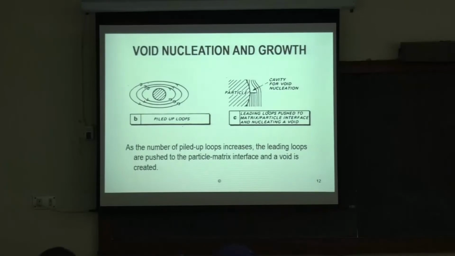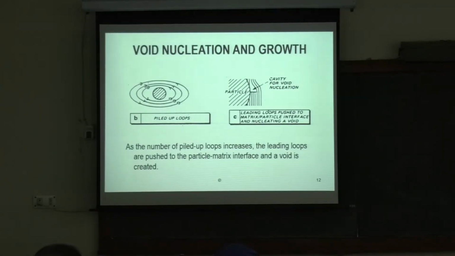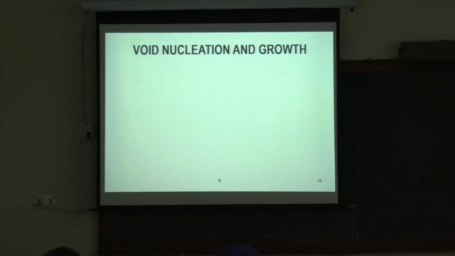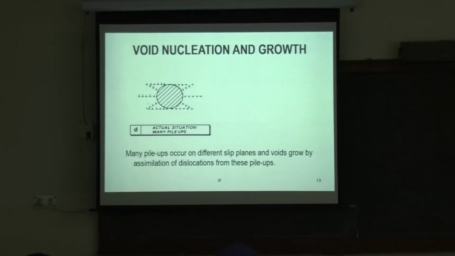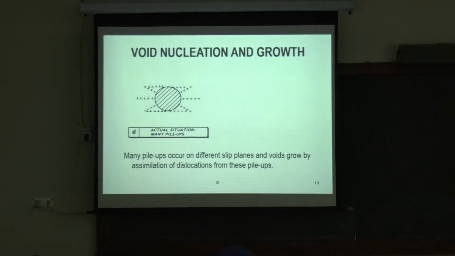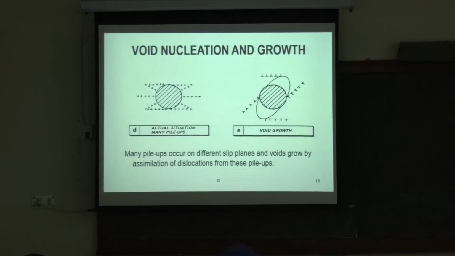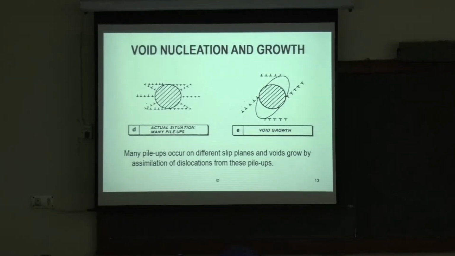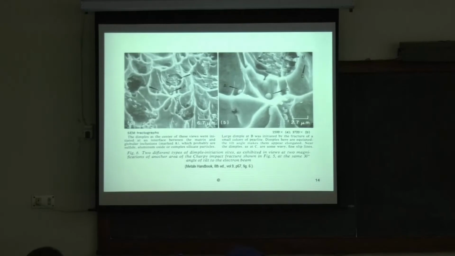So these are the mechanisms which lead to the particle matrix interface spending the energy, and the void is created. And then, if the void grows, it will take more energy. Many pile-ups occur on different slip planes if you have a metal system, and the voids grow by assimilation of dislocations from these pile-ups. So it takes time. Here is the actual situation, and here is void growth. So this is how there are two types of dimple initiation.